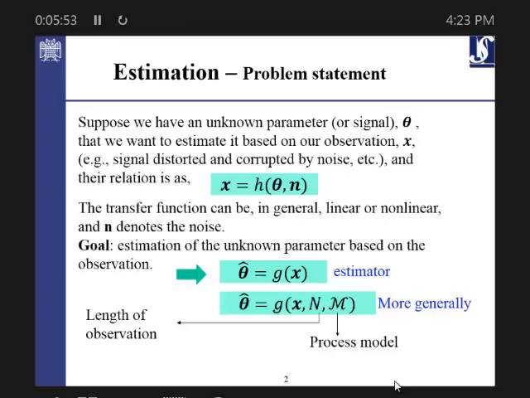Now any kind of function that you use, maybe you're just using a g function as something like an inverse function of h in order to estimate the parameters, then g is an estimator. An estimator uses the observed values to get the parameters as an estimate. In general, those estimators are not only dependent on the observation values, but also on the length of observation data. So we have to take care.